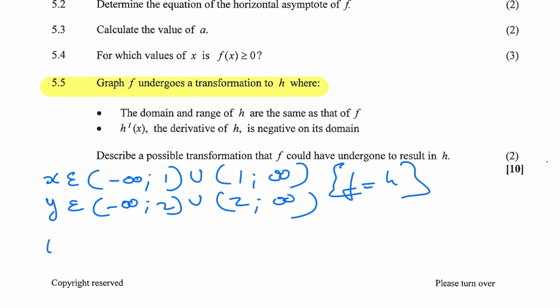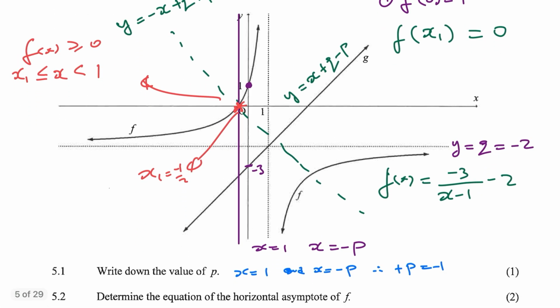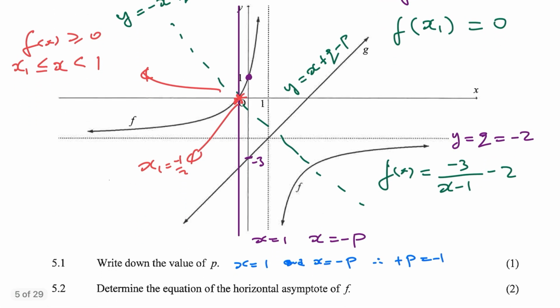And then we're being told now that the derivative of H is negative on its domain. So meaning it is flipping, or it is being reflected somehow. It becomes negative on its domain. Okay, so what does this really mean? It really means that in its domain, this domain is being affected. So it's not going to look like this.